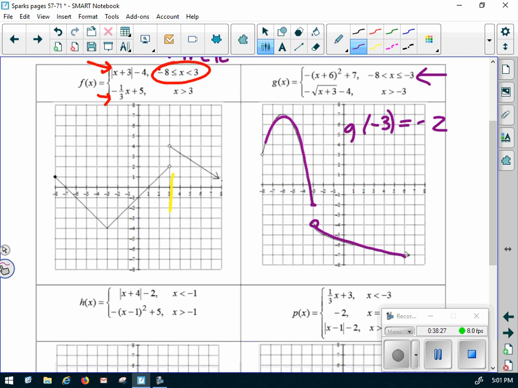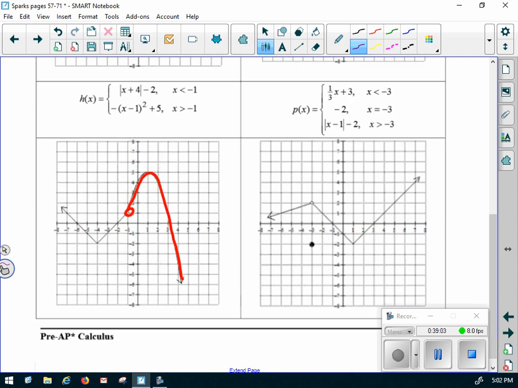Jump discontinuity. Now, if you look right here, we said the graph was discontinuous at x equals 3. That one has a jump discontinuity as well. But you'll notice that the function is not defined at x equals 3. This one, g of x, the function was defined at x equals negative 3. So you can have a jump discontinuity regardless of whether the function is defined at that point or not.